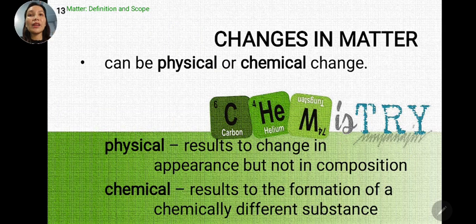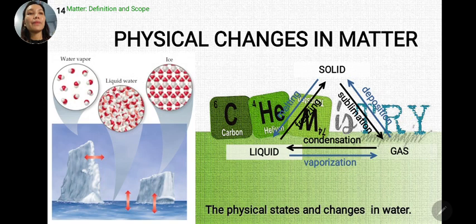Ano-ano yung changes na nag-occur sa matter? It can be physical or chemical change. Yung physical changes, it results to change in appearance physically but not in the composition. Yung chemical naman, it results to the formation of a chemically different substance. So, nakakabuo na siya ng totally different na substance. Yung physical, makikita mo lang na nag-iba yung appearance niya, pero yung composition niya is the same. Okay, let's see some examples.